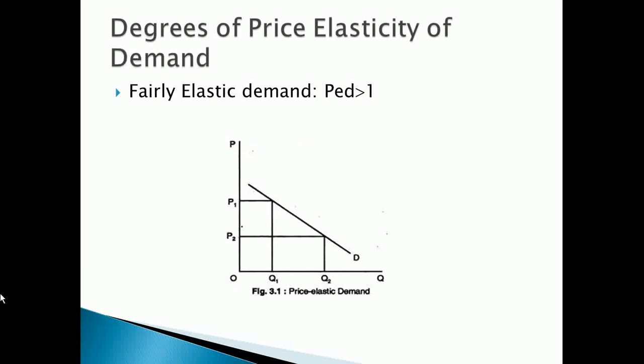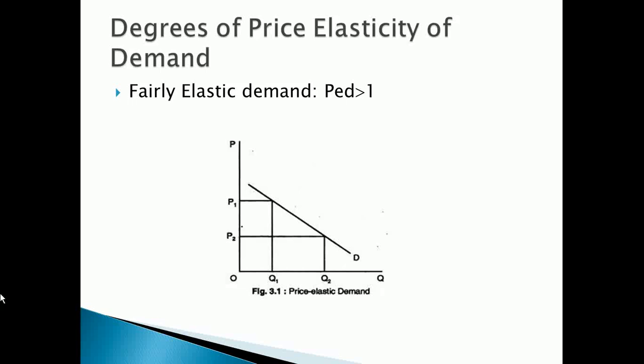Fairly and inelastic demand is the opposite of the first one that we have just discussed, where the coefficient of elasticity is less than 1. And from the graph that you have in front of you right now, you will see that the distance between P1 and P2 is wider than that of Q1 and Q2. So clearly, inelastic demand is a situation whereby a large change in price leads to a small change in quantity demanded.